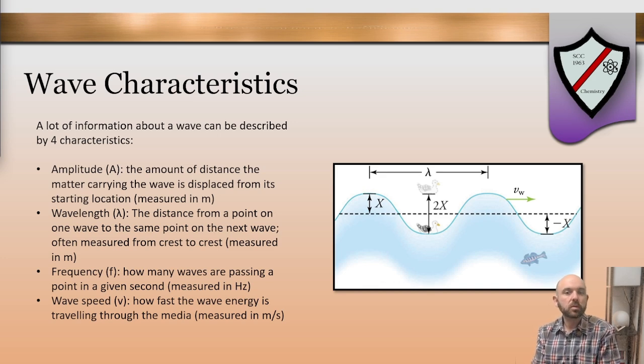the amplitude, which is often symbolized with a capital letter A, which is the amount of distance the matter carrying the wave is displaced from its starting location. So you can think of that as the letter X here in this diagram. How far does that wave move up? How far do the water molecules that form this wave move up from their so-called rest position as the wave goes by? That is what we describe as the wave's amplitude.